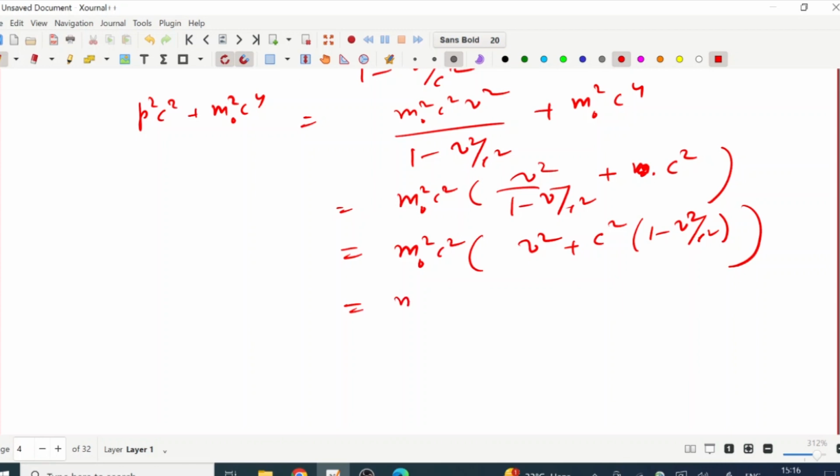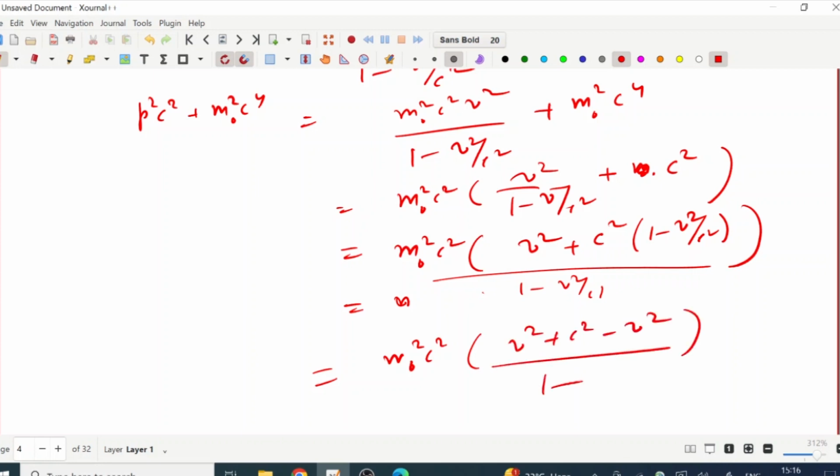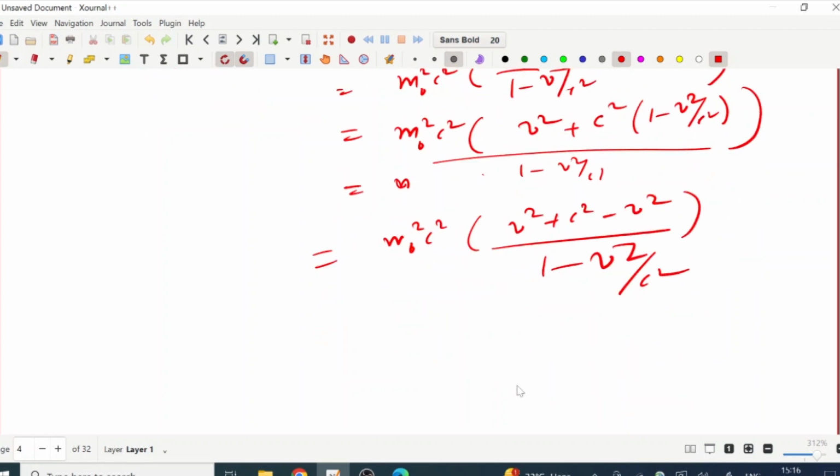So, you will get, with the denominator 1 minus v square by c square, m0 square c square times v square plus c square minus v square, divided by 1 minus v square by c square. Okay. So, you will get m0 square c to the power 4 by 1 minus v square by c square, which is nothing but equal to p square c square plus m0 square c to the power 4.